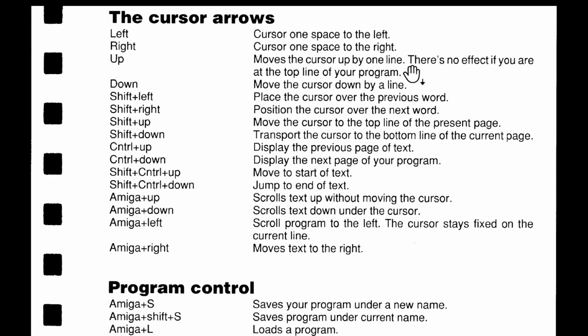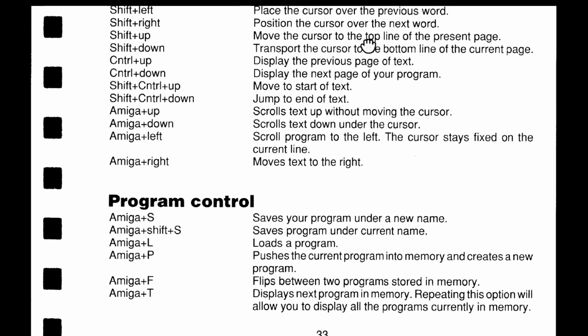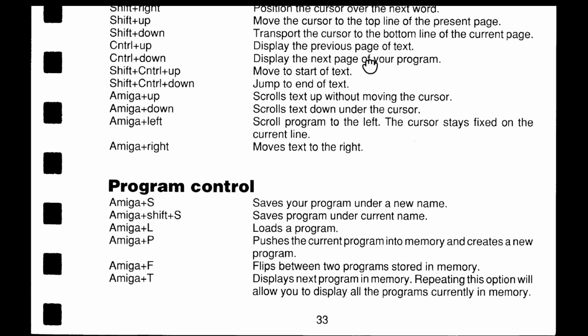Moves the cursor up by one line. There's no effect if you are at the top line of your program. Move the cursor down by a line. Place the cursor over the previous word. Position the cursor over the next word. Move the cursor to the top line of the present page. Transport the cursor to the bottom line of the current page. Display the previous page of text. Display the next page of your program.